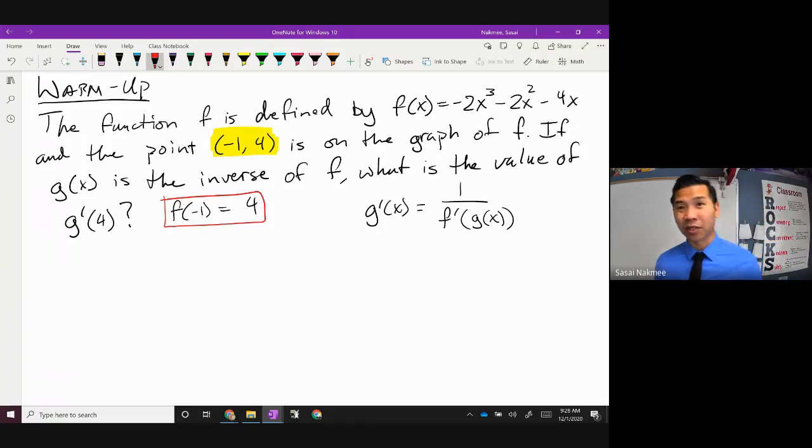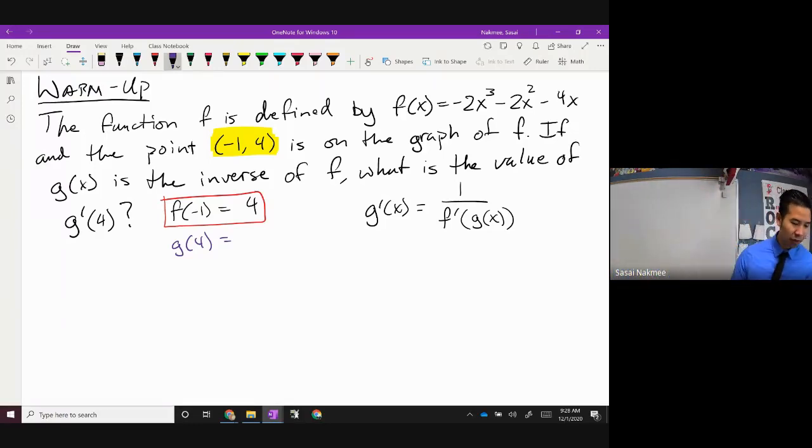Well, if g of x is your inverse function, then that means g of 4, does anybody remember, what would that give you instead? What does the inverse function do with your inputs and outputs? What should g of 4 be? Negative 1. That's right, Monica. Brian, thank you. Max as well. Thank you, guys. Good, good. You remembered. That's all the inverse function does. It just takes your output and spits back out what your input should have been.